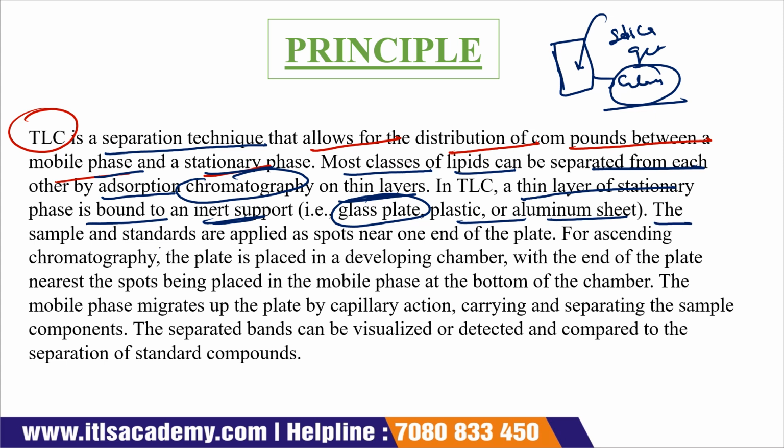The sample and the standards are applied as a spot near one end of the plate, which I already told you. We make a line of 1 centimeter just above the slide end, and here we put the sample. This plate is placed in a developing chamber with the end of the plate nearest the spot being placed in the mobile phase. The end on which we put the sample should be placed in the mobile phase at the bottom of the chamber.